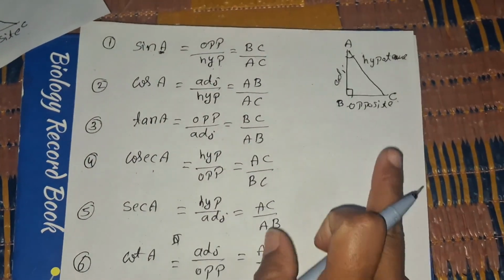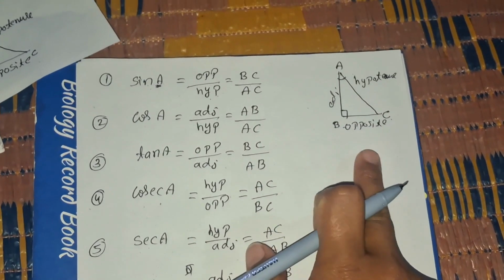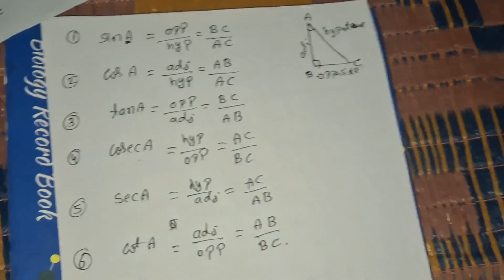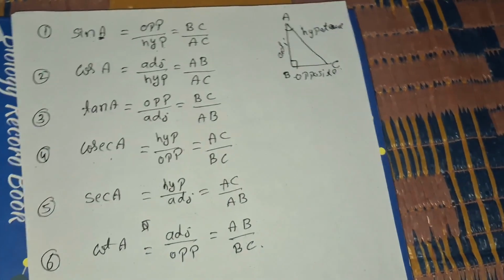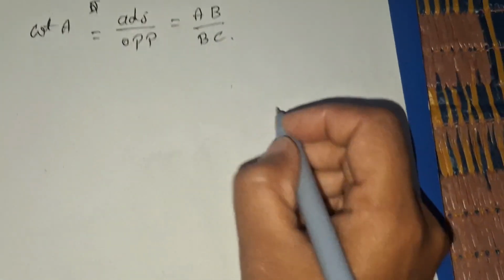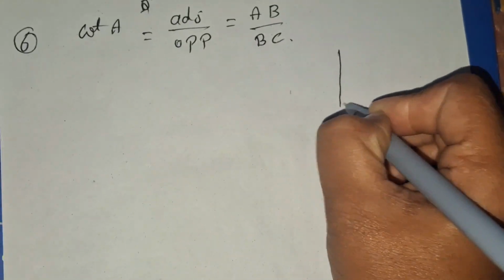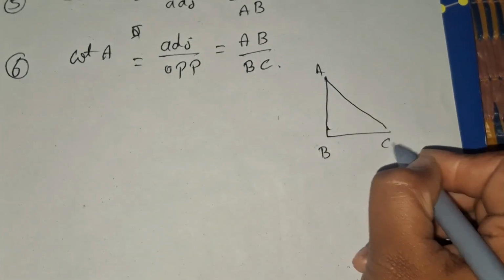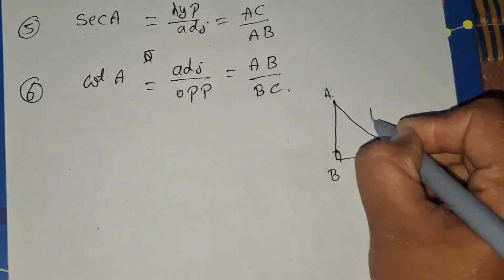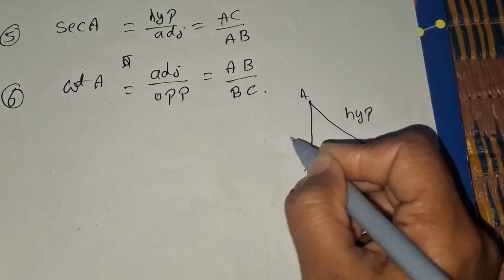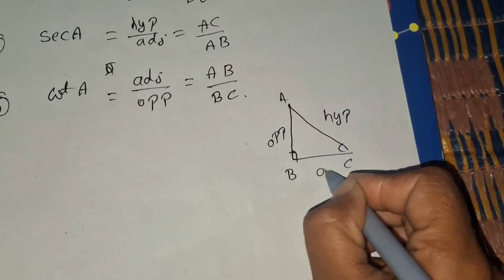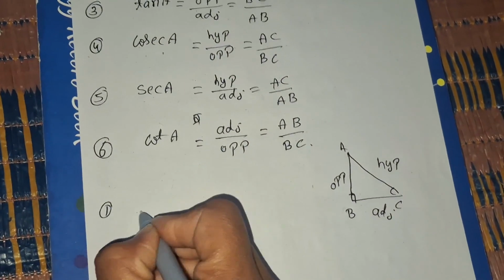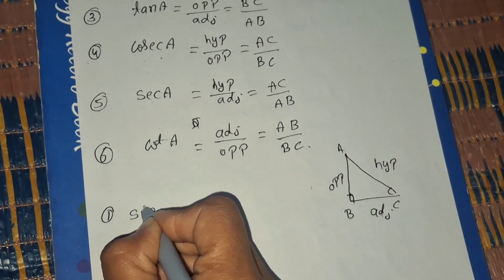These are the ratios according to this right angle triangle. Suppose, like this right angle triangle ABC, A is the acute angle, B is the right angle. Mark the hypotenuse, opposite, adjacent. How to write the trigonometry ratios? Very easy method. Friends, please understand the concept.